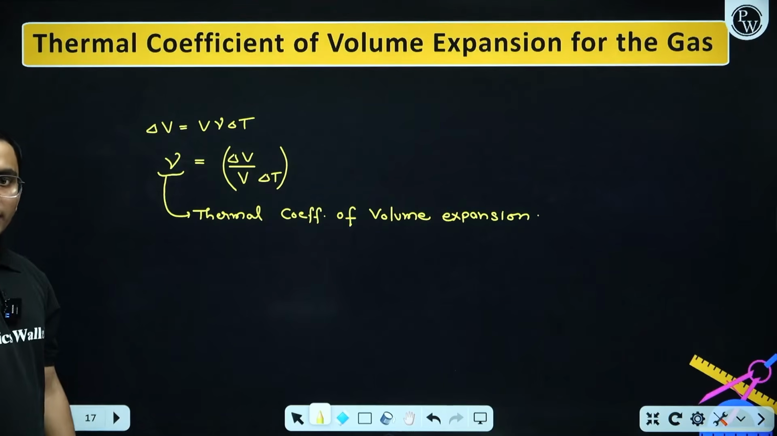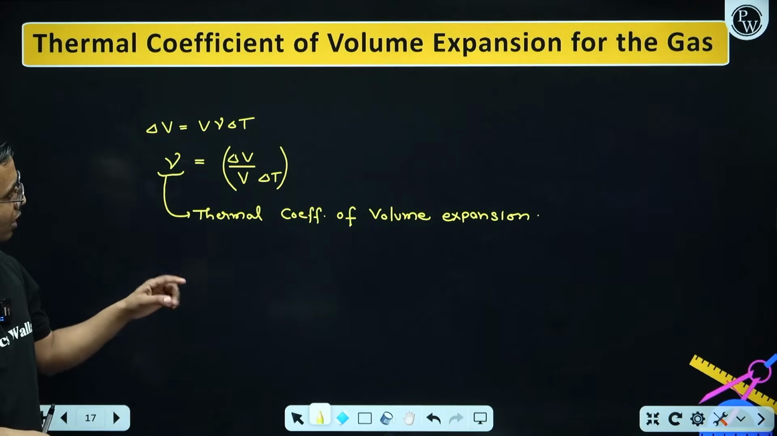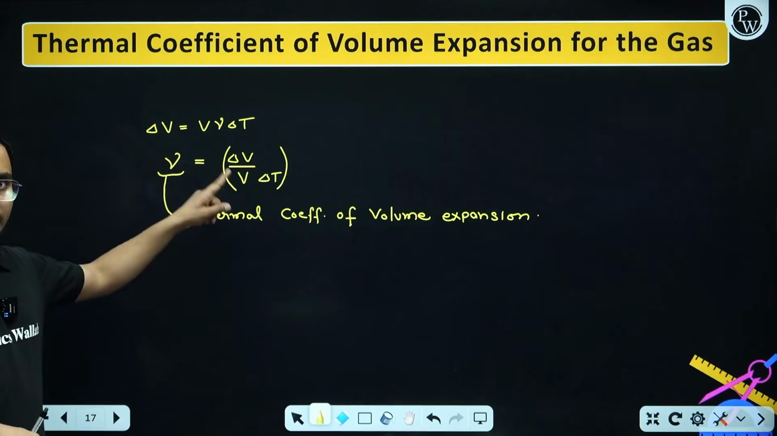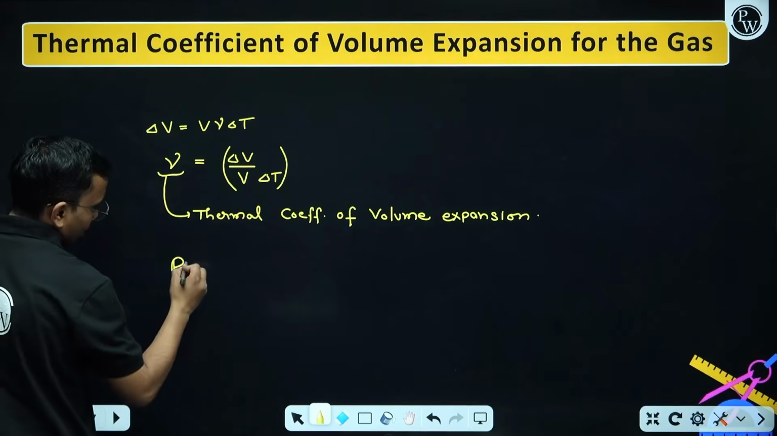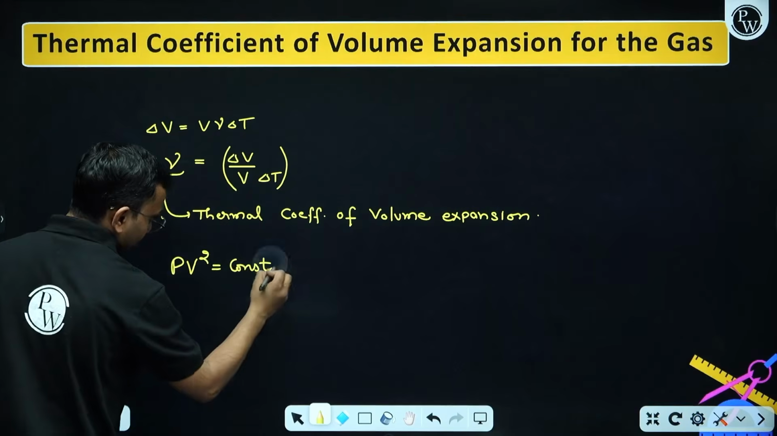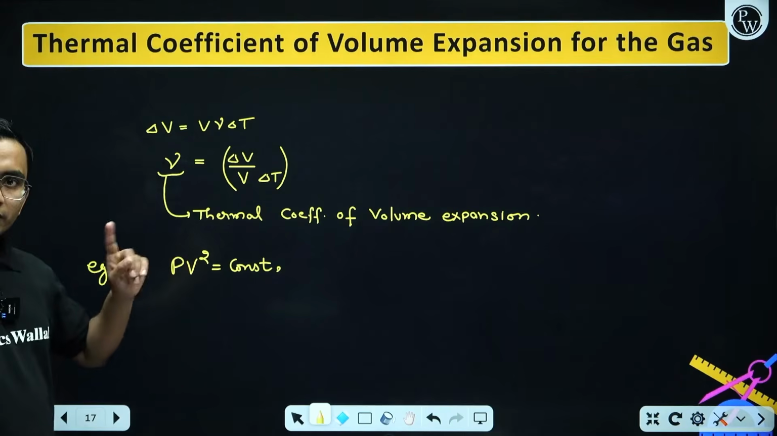Now let us take some expression that is given to you. If a PV expression is given, you can first convert that expression to a VT relation, because I need only the V and T relation. Let us take PV squared is constant. I am giving you an example: PV squared is equal to constant. Now convert this to T and V.